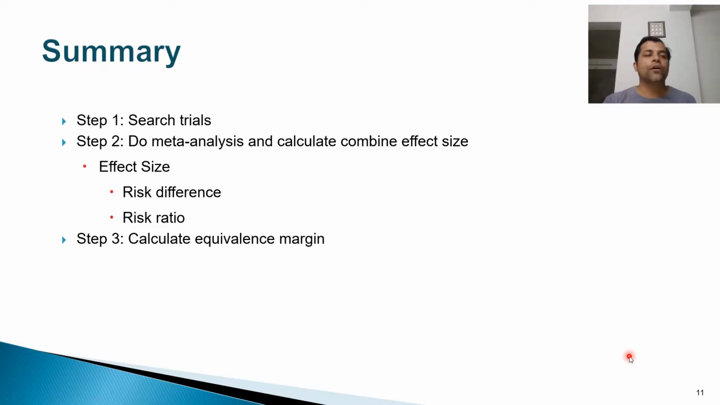For that, first of all you have to search for trials, which we have discussed earlier. There should be a trial wherein the biosimilar along with chemotherapy is tested against chemotherapy alone, so that you will have the actual effect of this biosimilar. Then in step 2 you do a meta-analysis and calculate the combined effect size. For effect size you will have risk difference and risk ratio. Once you have such a meta-analysis and combined effect size, then based on the lower bound you calculate M1, which is the lower bound effect size, and then you calculate M2.